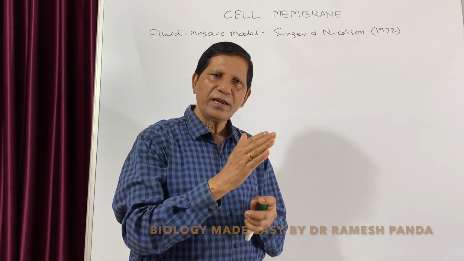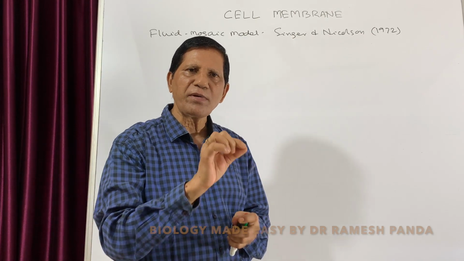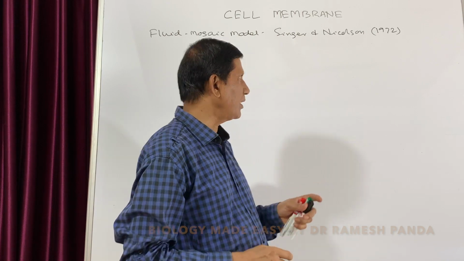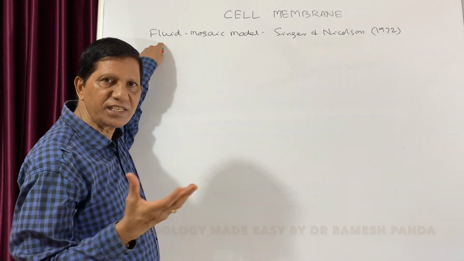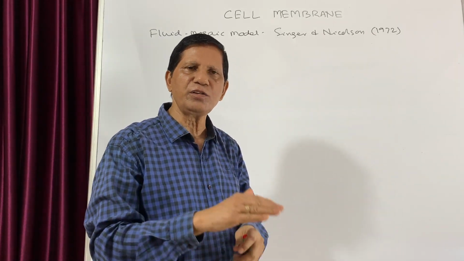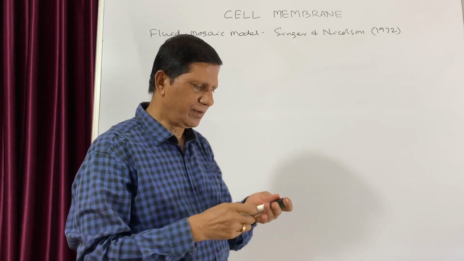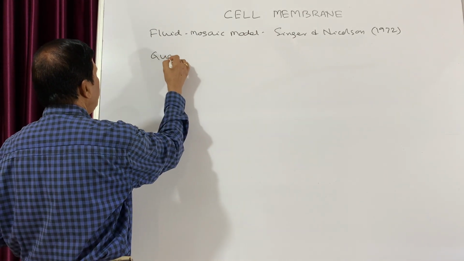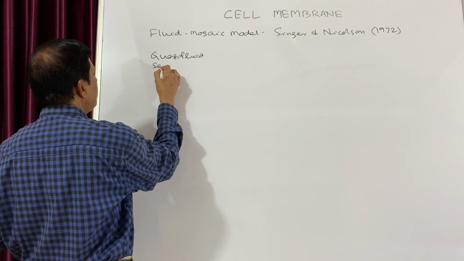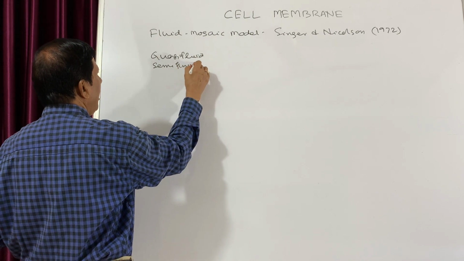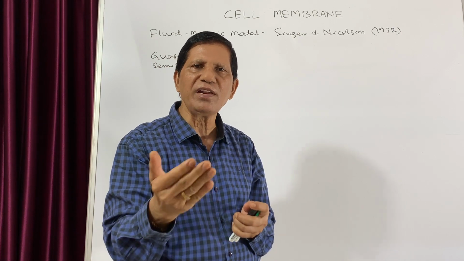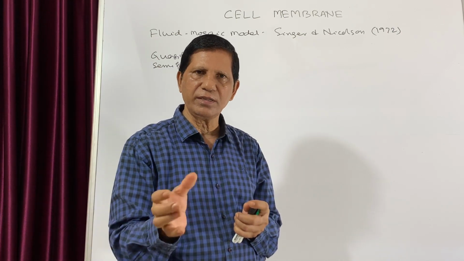According to the earlier models, the plasma membrane was solid, but according to the fluid mosaic model of Singer and Nicolson, it is a fluid structure, a quasi-fluid or semi-fluid structure. That means it is not fully solid, nor is it fully liquid. It is a quasi-fluid, or we can say a semi-fluid, and its viscosity is almost equal to that of olive oil.